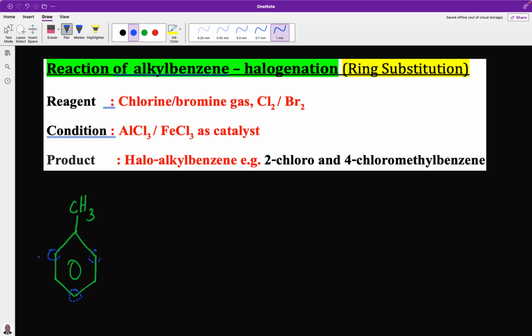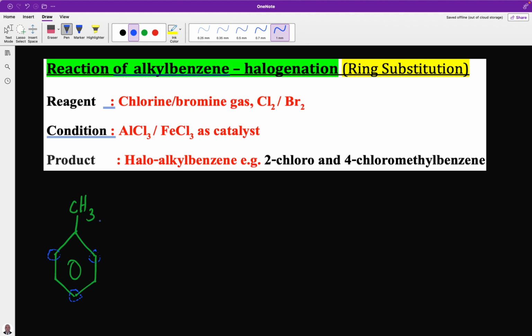This is an electron donating group. It is going to activate the ring. There's going to be an increase in the electron density in the ring. It increases the electron density at the 2, 4, and 6 positions, thereby activating the ring for electrophilic attack at the 2nd, the 4th, and the 6th position.